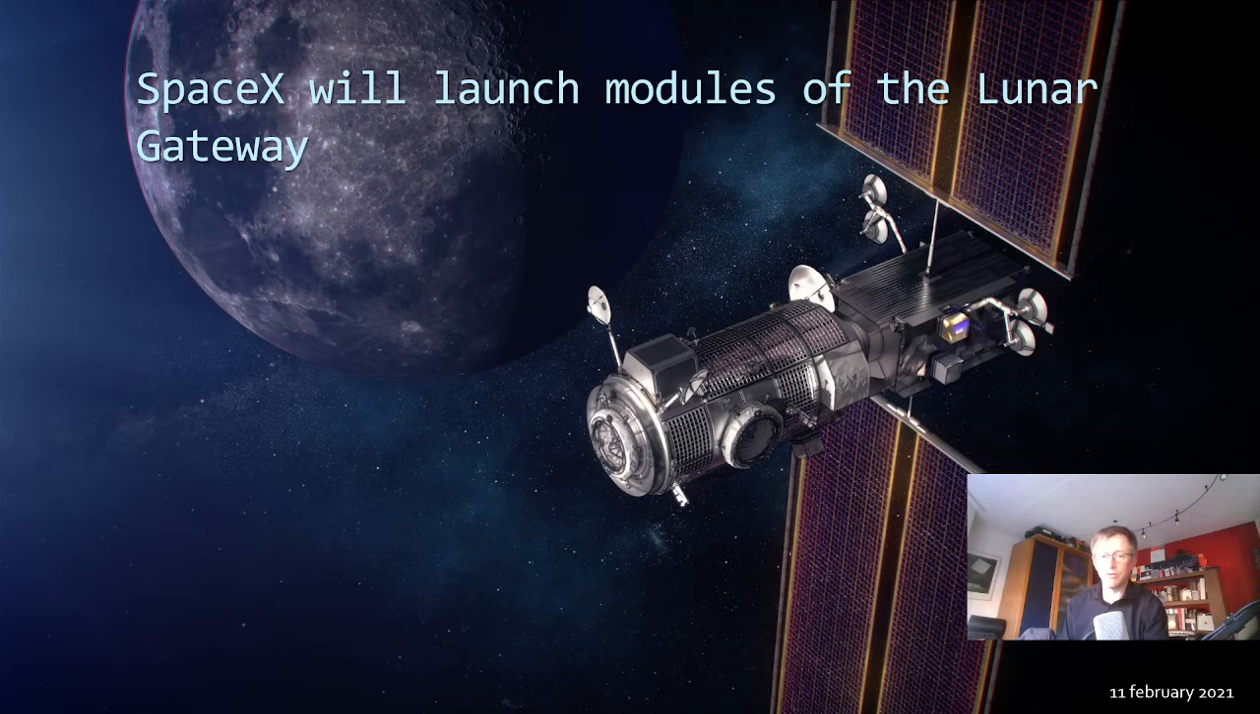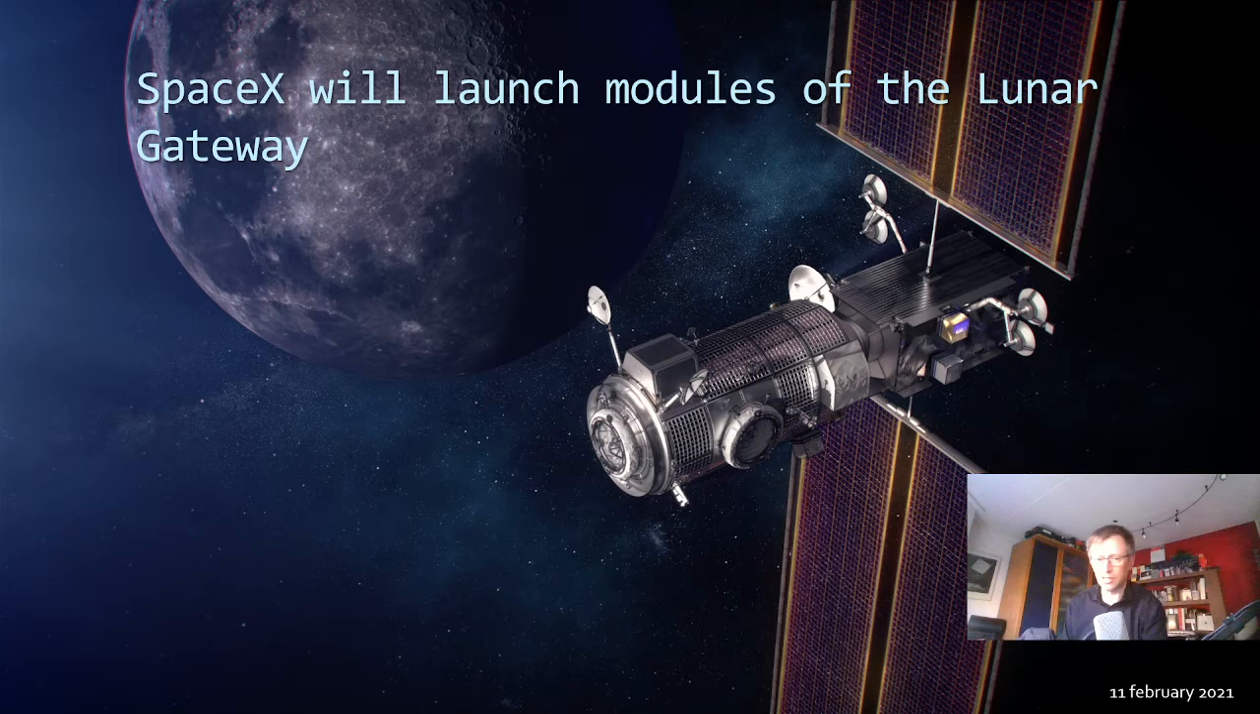But the political part about this is the way you launch these things, because NASA has been working for quite a long time on a very big rocket, the Space Launch System. But because this is something backed by a lot of senators, they sometimes call it the Senator Launch System.